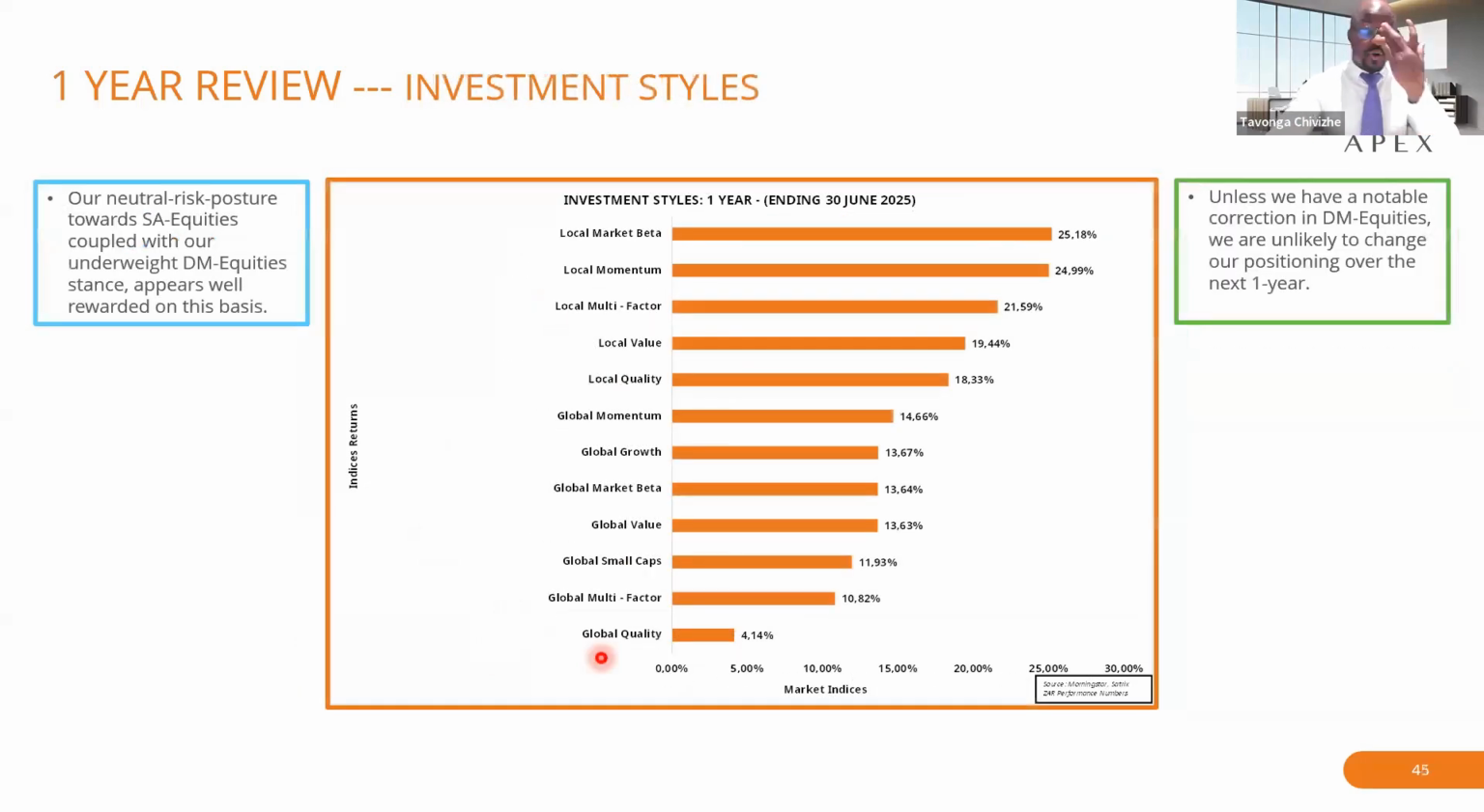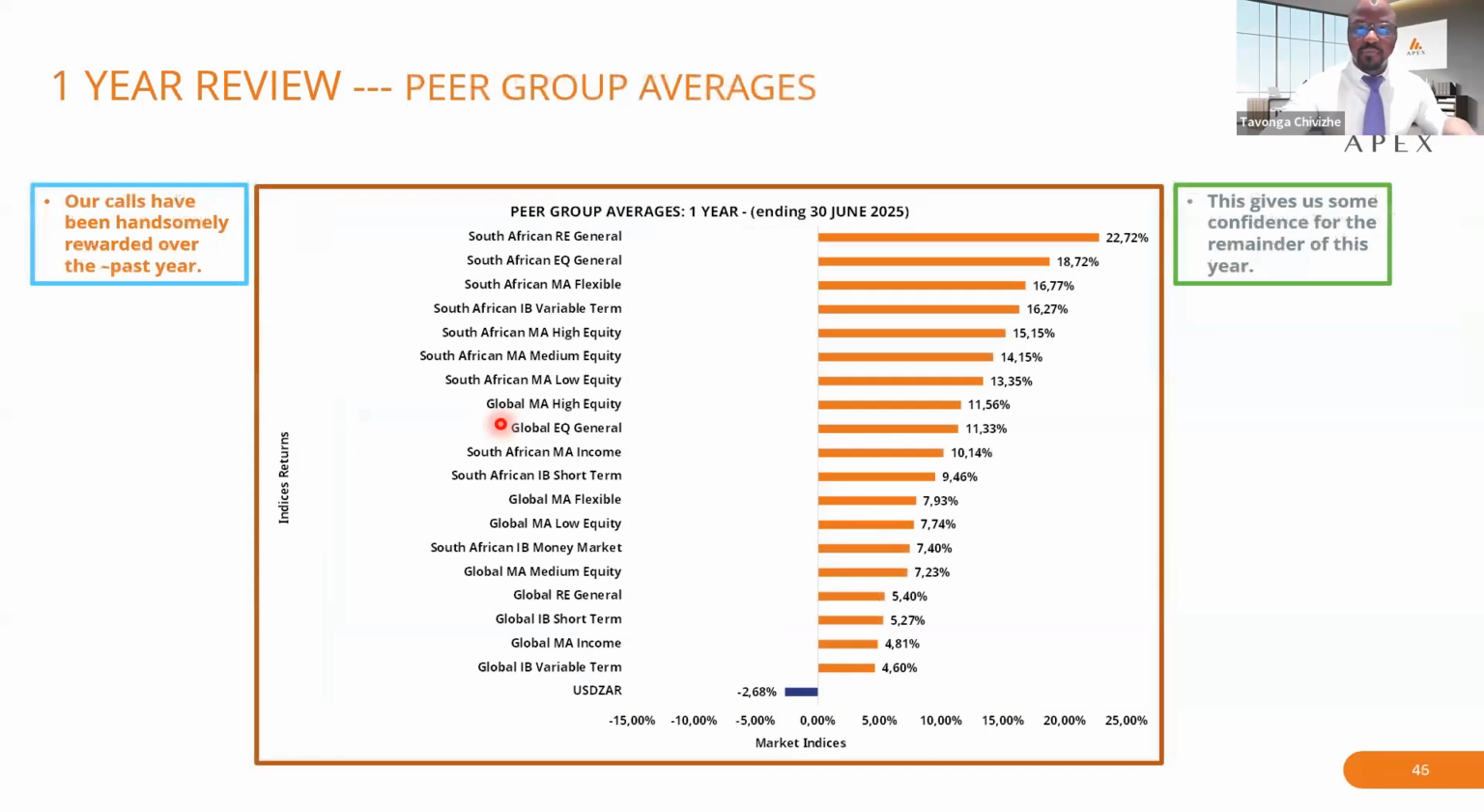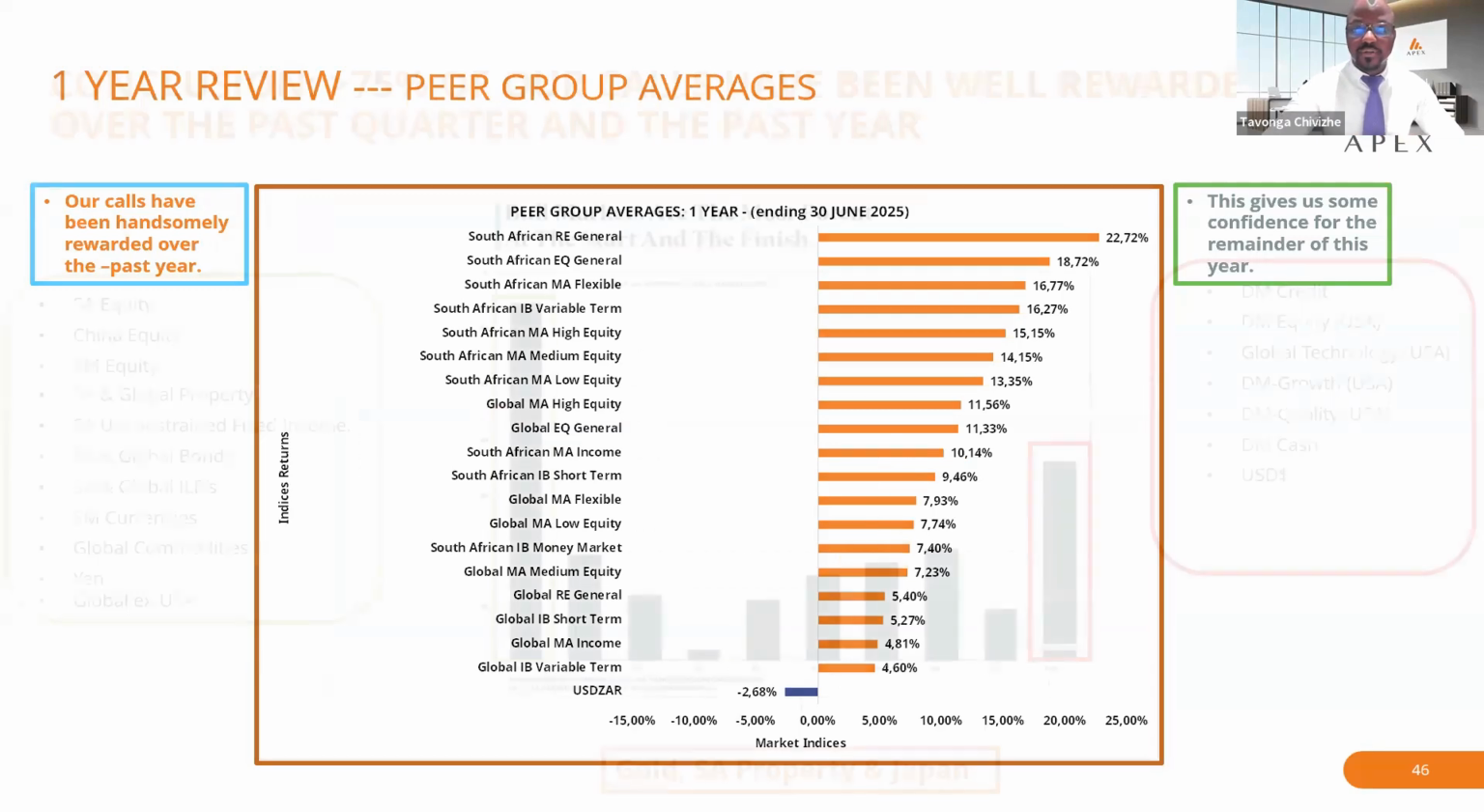And then if we move on to investment styles, the idea that we are neutral South African equities and underweight global equities cannot be supported any better than by this beautiful chart. So we're very happy here again. And then if we finish off at the mandates, I can just say, look, our calls have actually done very well in the last 1 year. We feel a sense of relief. But 5 months to 31 December is a long way to go. Anything can happen, but so far, so good.